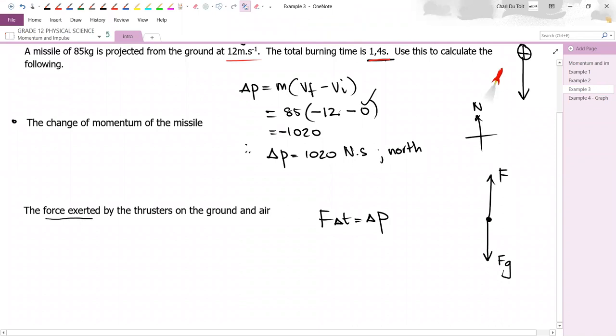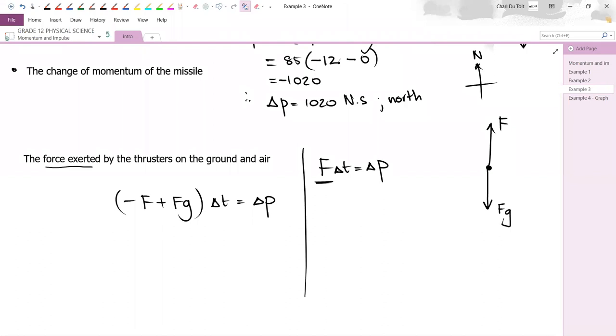Right, can you help me with this F? This F consists of negative F plus Fg times delta T, and that is delta P. Cool. Happy?